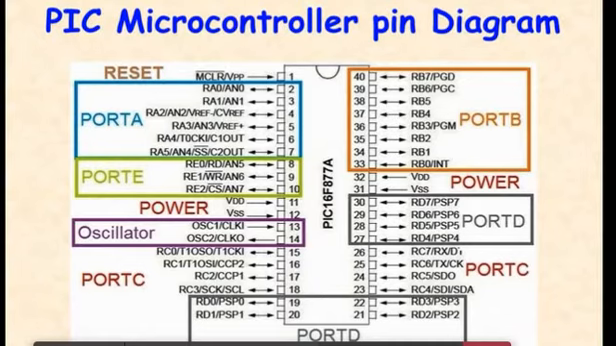Power supply: it has two power supply pins. VDD means 5 volt and VSS means ground. So pin number 11, 12, and pin number 31, 32, these are power supply. Then pin number 13 and 14, clock. So you can connect an RC, resistor capacitor circuit, to generate oscillation, or a simple crystal oscillator.